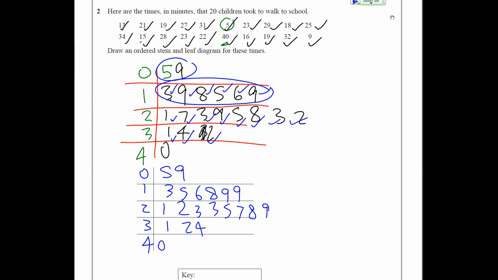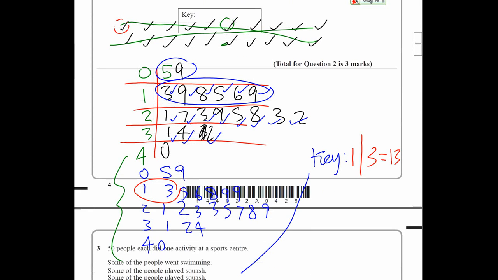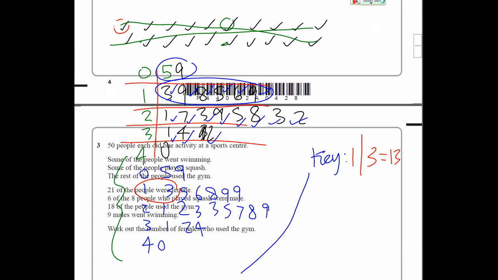There's a key at the bottom here. I'll just do it on the side so you can see it clearly. The key is so that someone, if they didn't have these numbers, can look at your chart and know what each number means. So they need to know, if I'm looking at 1, 3, what does that mean? That means the 1 is the tens and the 3 is the units, so it's 13. Remember we got it from 13, that was our first number as it happens. That's question 2 done. Let me clear the ink.